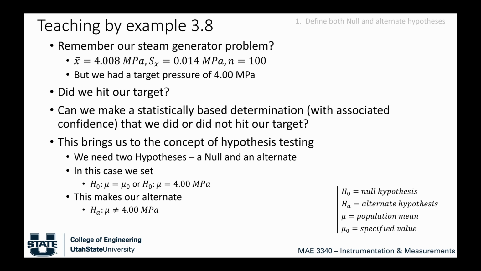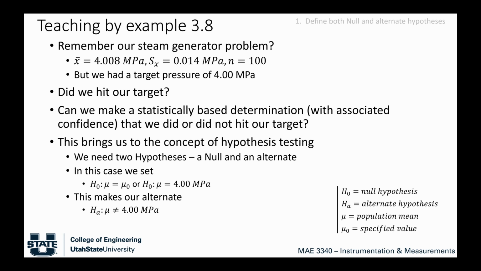In this case, we're saying our null hypothesis is that our mean from our sample is actually the same as our mean for the population. So we're saying that the mean for the population, or the target value, you can say it either way, is 4 megapascals. So that's our target that we're trying to hit.